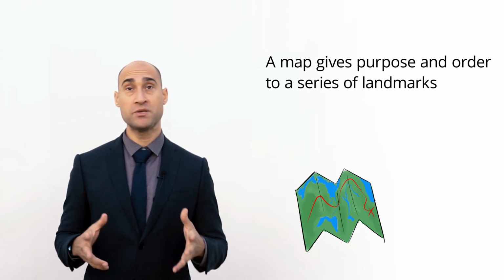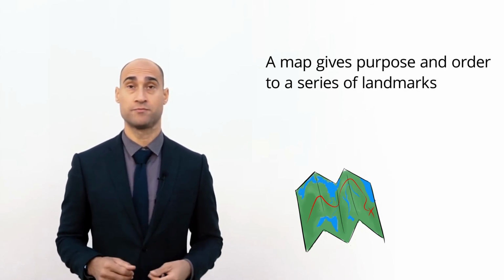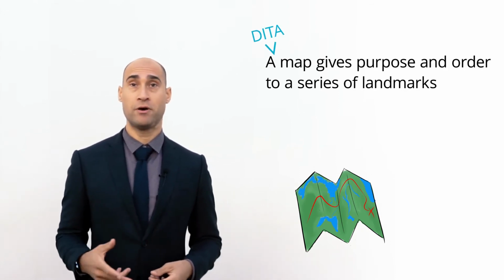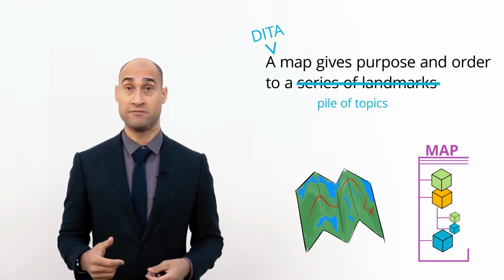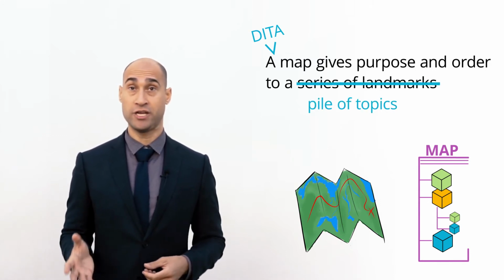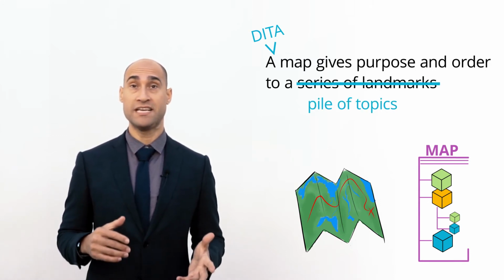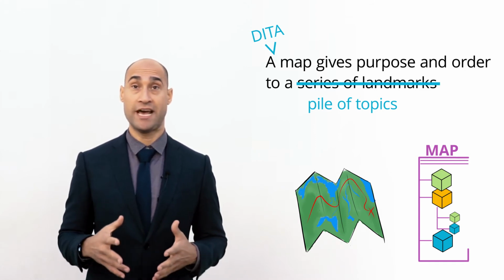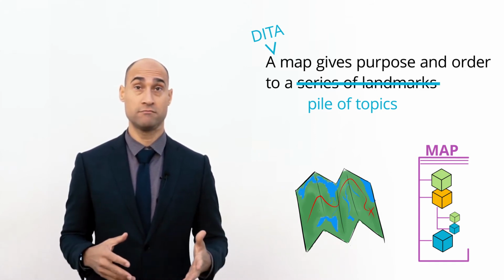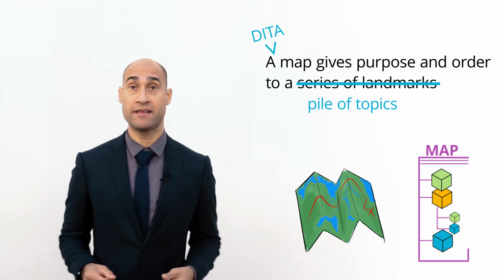The map gives purpose and order to a series of landmarks. In the same way, a DITA map gives purpose and order to a pile of topics. That map could be published as a traditional document, but because it's structured content, it could be published as some web pages, a whole website, into an app, or just about anything else you want.